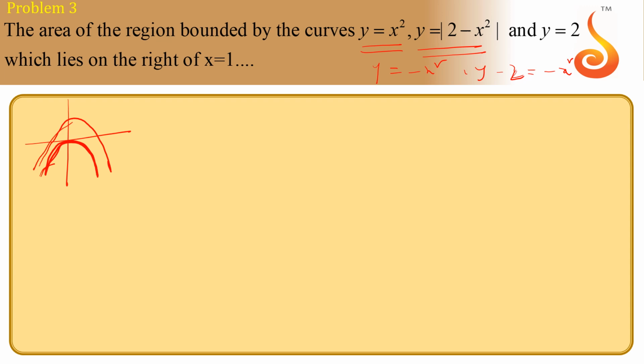For that I want the modulus. So I will remove these parts and I'll draw upward. So this is the graph of y equals mod 2 minus x square. Then y equals x square will be this. Then y equals 2 will be this.